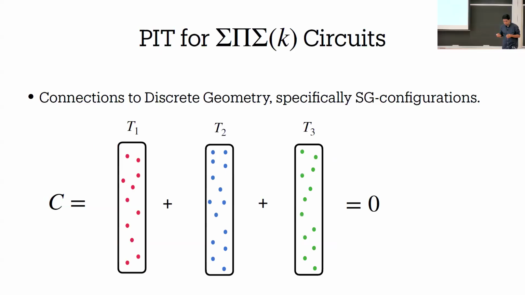PIT for these depth 3 restricted top fan-in circuits finds connections to really interesting problems in discrete geometry, specifically Sylvester-Gallai configurations. So a bunch of heavy words; I will describe what it actually looks like. Think of a circuit with top fan-in 3. Each gate is a product of linear forms. We'll say T1 is a product of red linear forms, T2 is a product of blue linear forms, and each point represents a linear form, and so on.